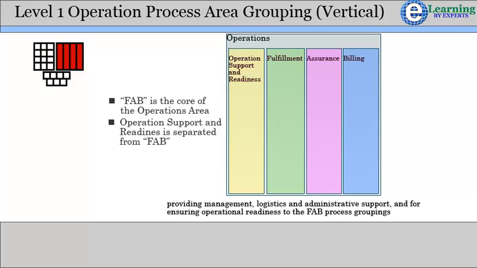Operations support and readiness process grouping is responsible for providing management, logistics and administrative support to the FAB process groupings, and for ensuring operational readiness in the fulfillment, assurance, and billing areas.